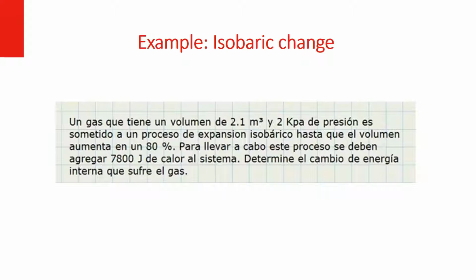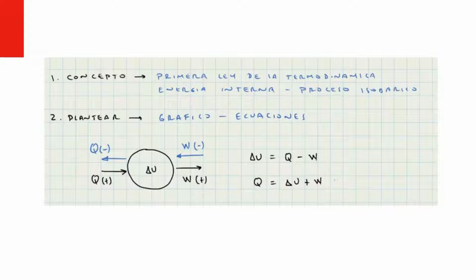Now an exercise on an isobaric process. A gas has a volume of 2.1 cubic meters and a pressure of 2 kilopascals, and is subjected to an isobaric expansion process until the volume increases by 80%. To carry out this process, 7,800 joules of heat must be added to the system. Determine the internal energy change that the gas undergoes.